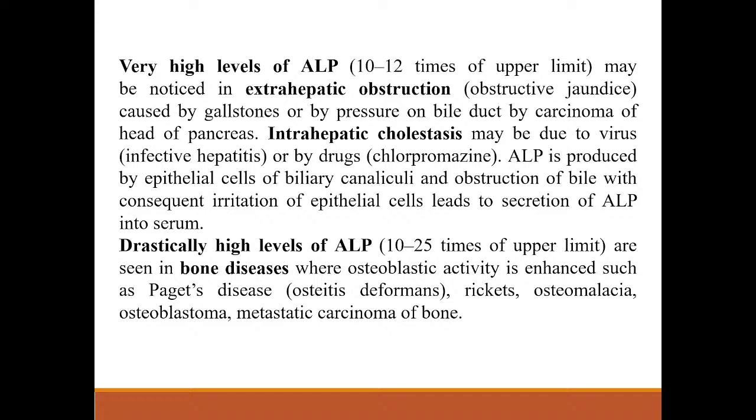Or by pressure on the bile duct by carcinoma at the head of pancreas. Intrahepatic cholestasis may be due to virus infected hepatitis or by different drugs, that also happens. ALP is actually produced by the epithelial cells of the biliary canaliculi, and obstruction of bile drastically increases ALP. A 10 to 25 times increase is seen in Paget's disease, enhanced osteoblastic activity, rickets, osteomalacia, osteoblastoma and metastatic carcinoma of bone. So, with a single ALP with the proper level, you can distinguish between liver disease and bone diseases, osteocarcinoma.